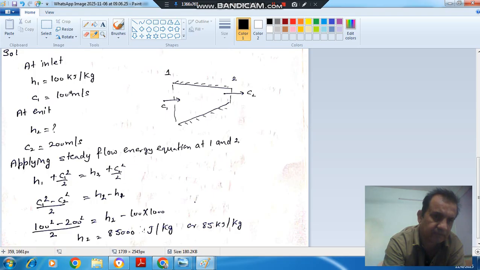Enthalpy at the inlet is given as 100 kilojoule per kilogram, so 100 into 1000, and C2 is 200. h2 is 85,000 joule, because C1 is given, C2 is given, and h1 is given. So we will find out only h2. So h2 will come out as 85,000 joule per kilogram, or 85 kilojoule per kilogram. So that is your second question.